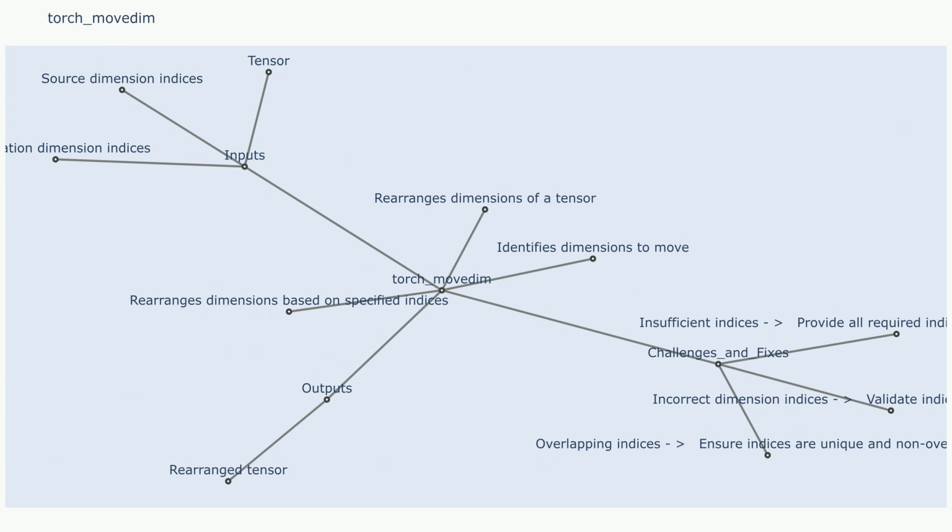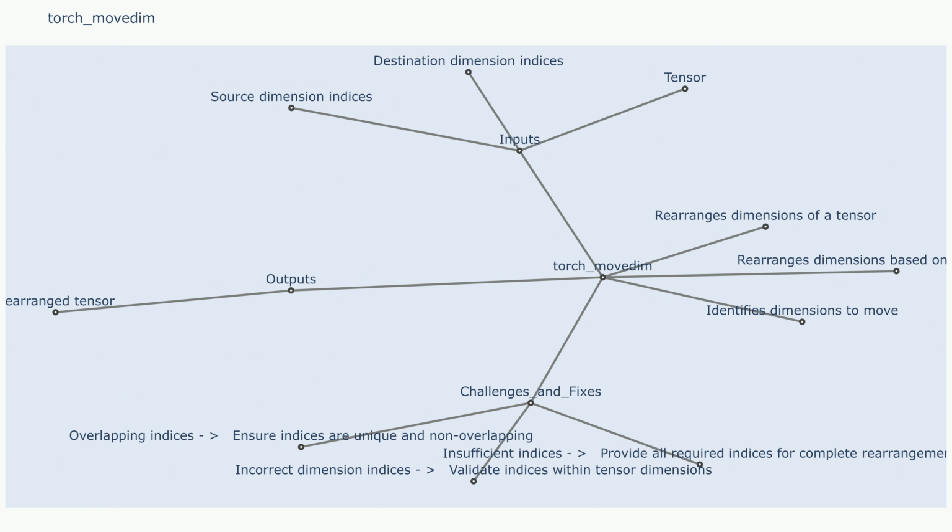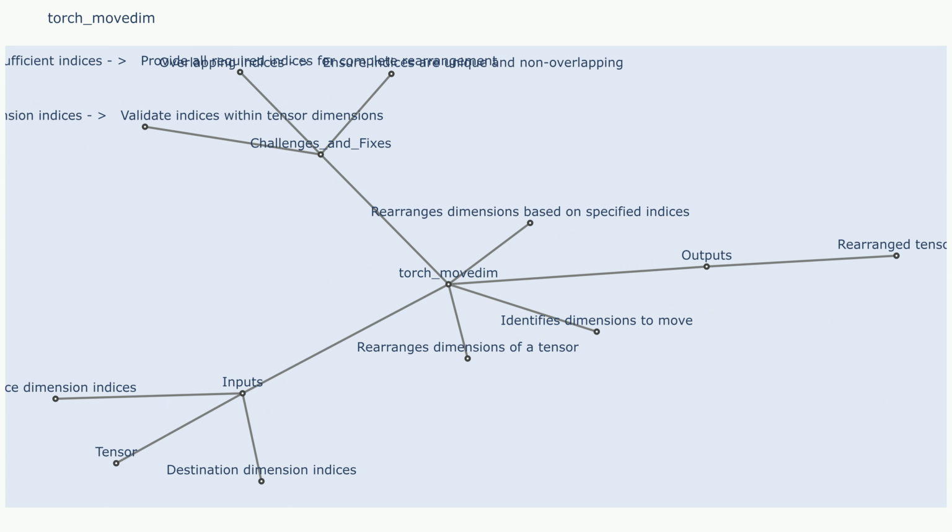Step 1. Determine the original dimensions of the input tensor. Step 2. Specify the source and destination indices. The source indices indicate the original positions of the dimensions you want to move, and the destination indices indicate the new positions. Step 3. Apply torch.movedim(tensor, source, destination) to rearrange the dimensions of the tensor.